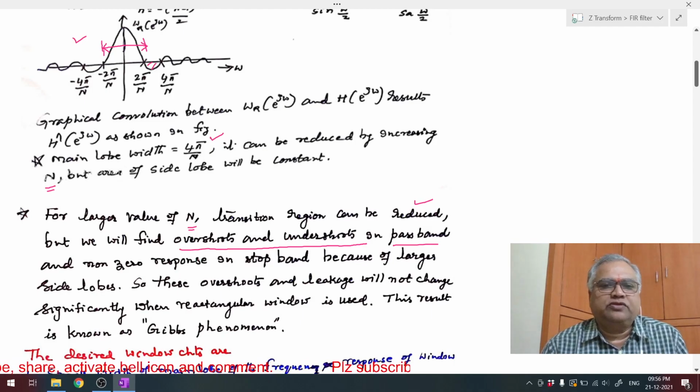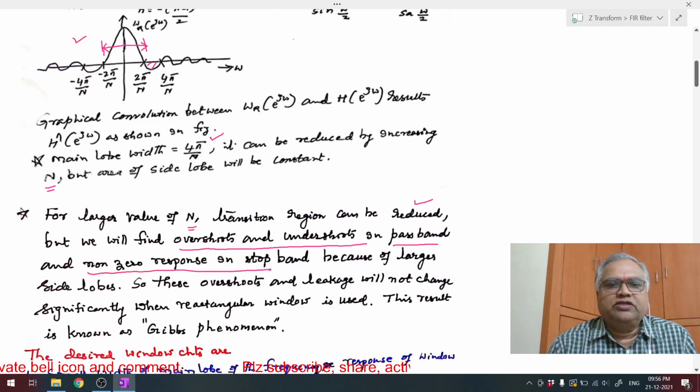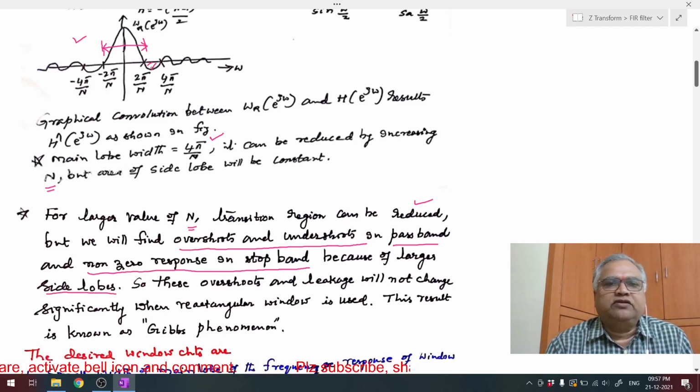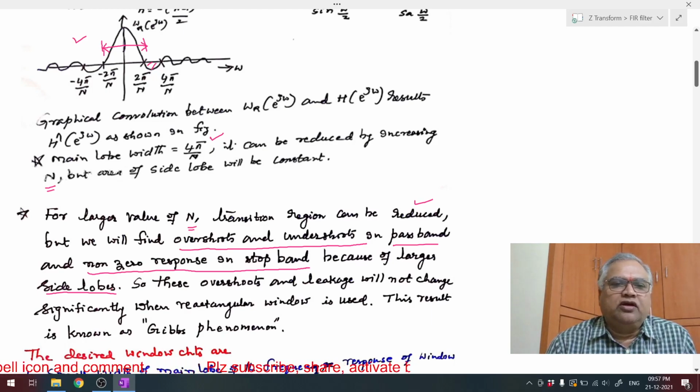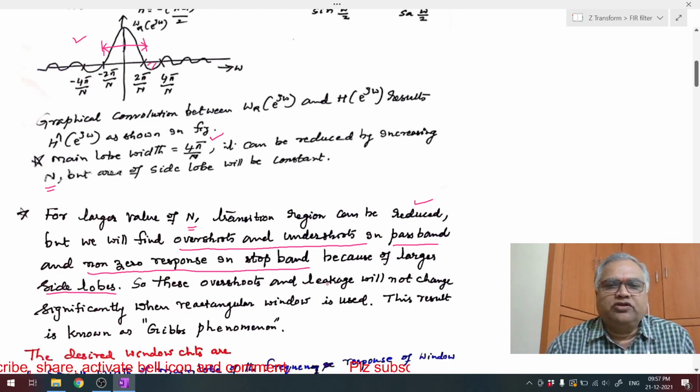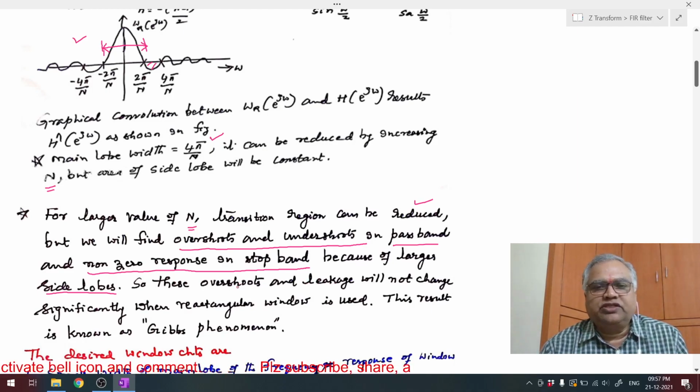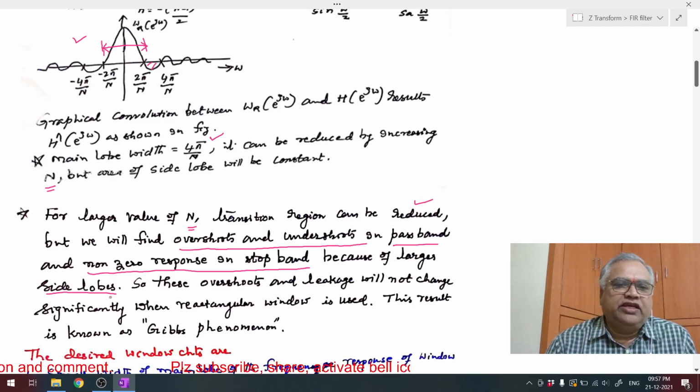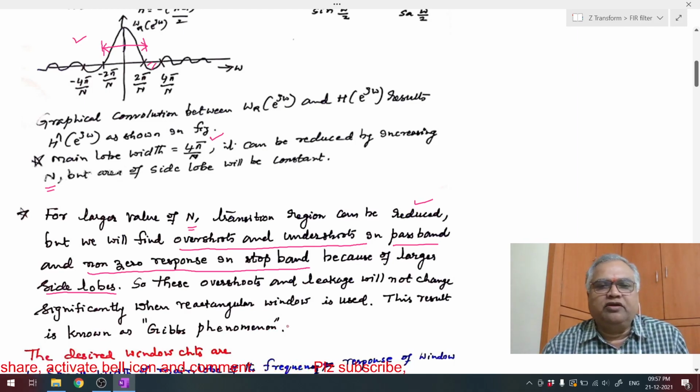It's indirectly ripples. Non-zero response in stop band because of larger side lobes. Why large? When width is decreasing, amplitude increases, right? So larger side lobes. So these are overshoots and leakage. Leakage means larger side lobe is called a leakage. Overshoots and undershoots in the pass band will not change significantly when a rectangular window is used. This result is known as the Gibbs phenomenon.